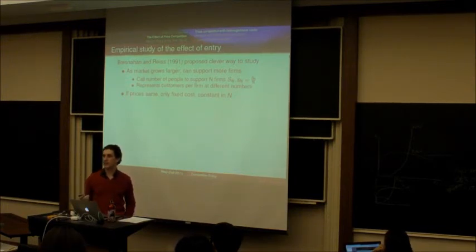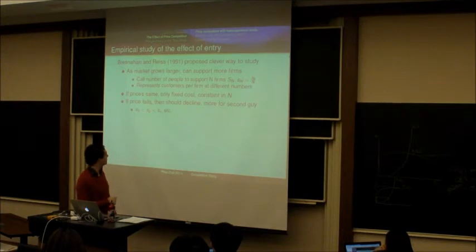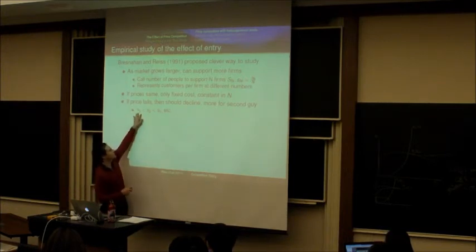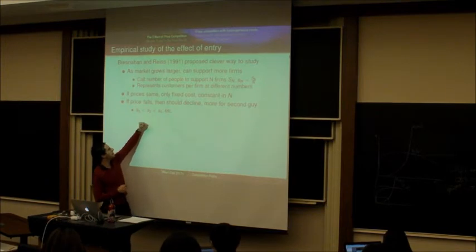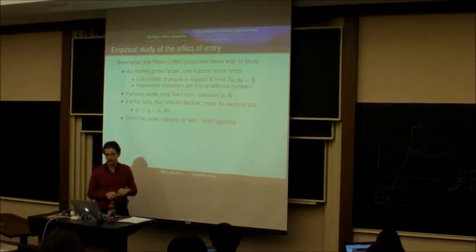So we can take it potentially as an indication that prices are falling as the number of firms increases if more customers are required to support a second dentist than were required to support the first dentist. And if there were more customers required to support the third dentist than were required to support the second dentist, again, that indicates prices would be falling. Sorry, this should be reversed. S sub 3 should be greater than S sub 2, and S sub 2 should be greater than S sub 1.